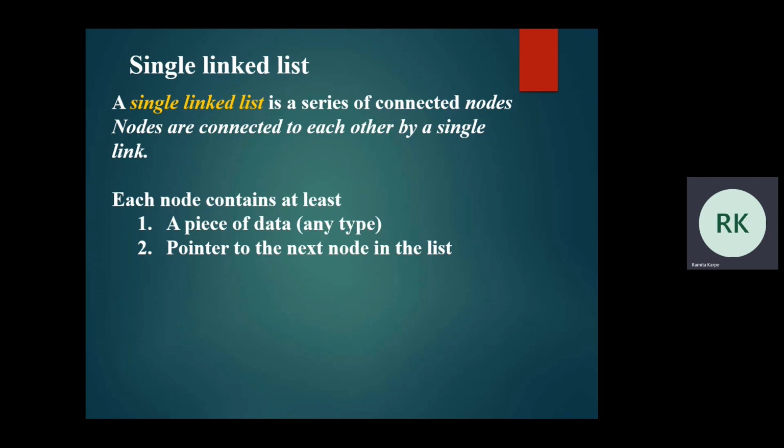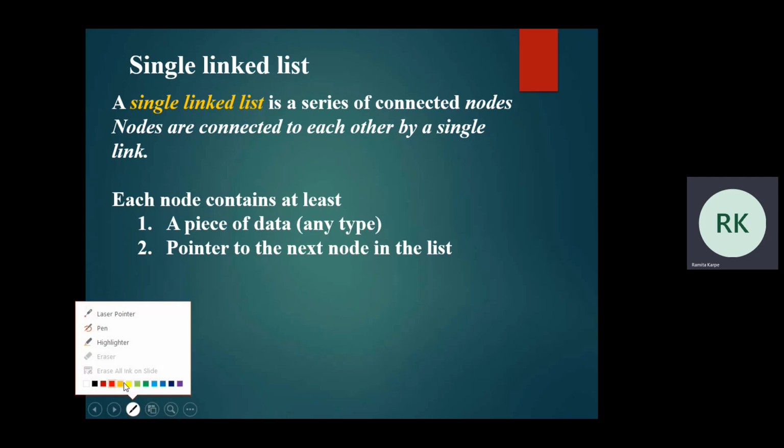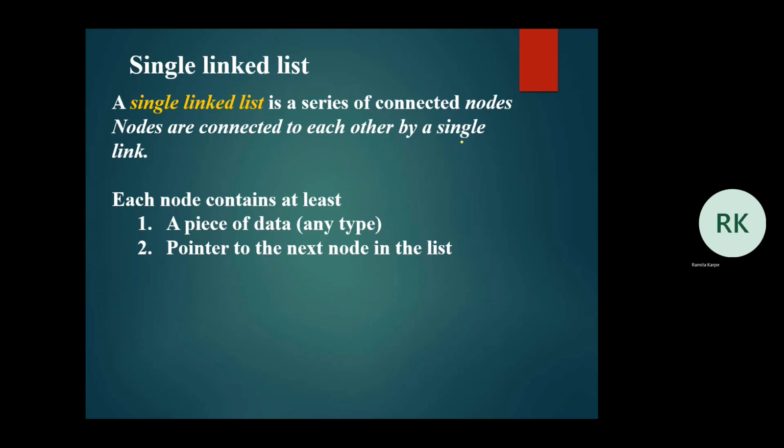So, what is a single linked list? A single linked list is a series of connected nodes, and the nodes are connected to each other by a single link. That is the reason why it is called a singly linked list. Nodes are there and these nodes are connected to each other by a single link. That is why it is called a single linked list.